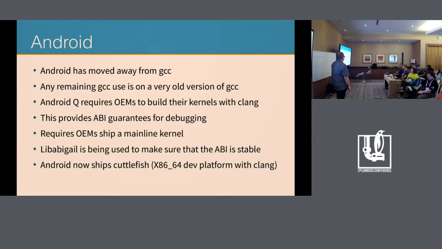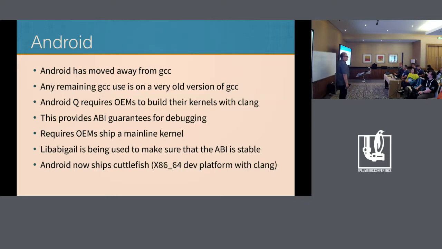Getting it to work on the kernel was one of the major last things they needed to do. And these days, they've basically moved away from Clang almost 100%. They do have a couple of things that still use GCC, but they use a very, very old version of GCC that they have instrumented to make work appropriately. They're not planning to upgrade that. They want to move over to using Clang instead.